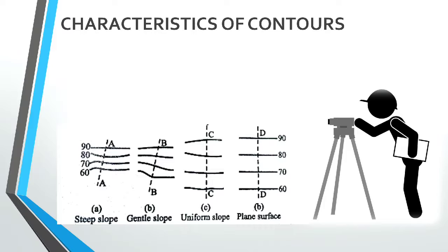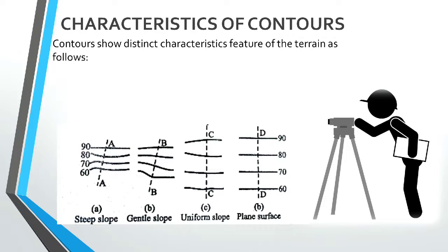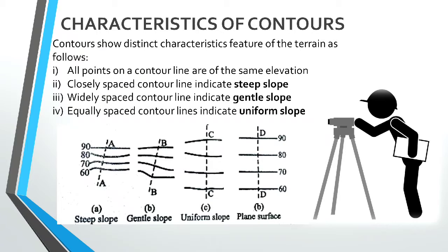The characteristics of contours show distinct features of the terrain, as follows. First, all points on a contour line are of the same elevation. Second, closely spaced contour lines indicate a steep slope. Third, widely spaced contour lines indicate a gentle slope. And fourth, equally spaced contour lines indicate a uniform slope.